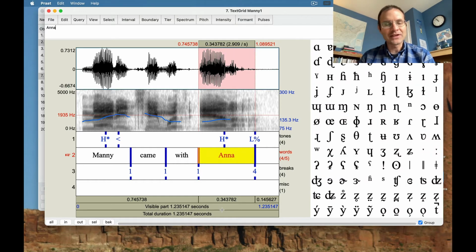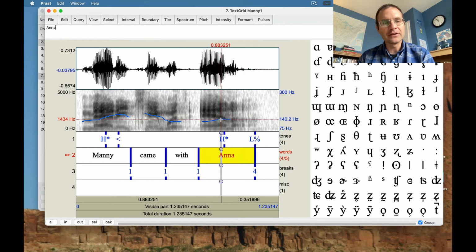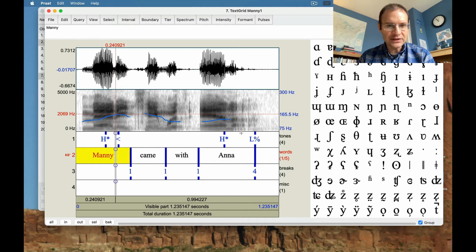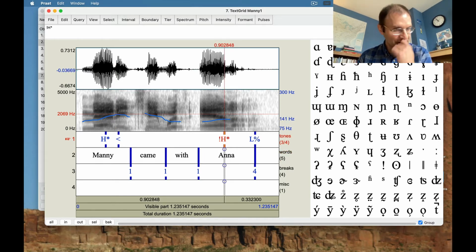I'm emphasizing that as well, making it more prominent, but the F0 is obviously lower than the initial F0s. This one's at 140 hertz, and this one's at 165. So we have two different high stars in this utterance, but the second one is lower in F0, so we denote it as a downstepped high star. So it's got that little exclamation mark right in front of it.